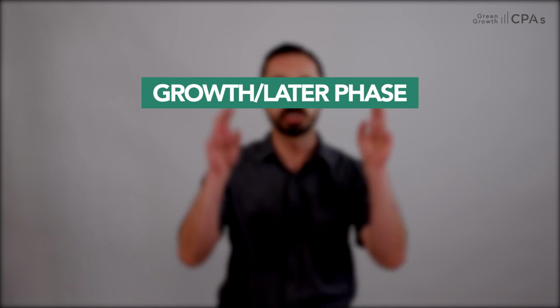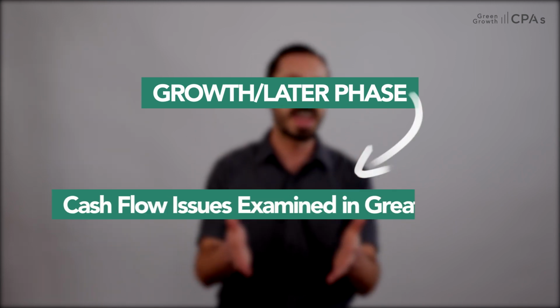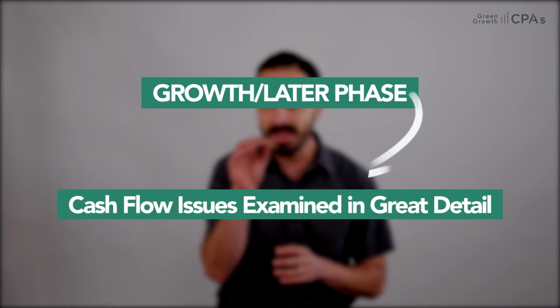However, if you're in the growth or later phases and would be considered a mature cannabis business, then cash flow issues need to be examined in great detail. Now, it's essential to analyze the gravity of your case relative to your business stage and work out your cash flow accordingly. Second, you need to understand how bad the problem is.